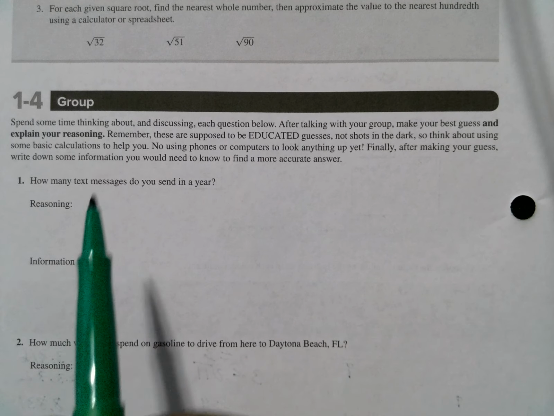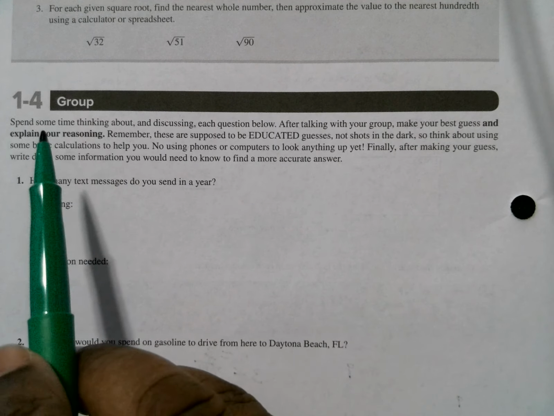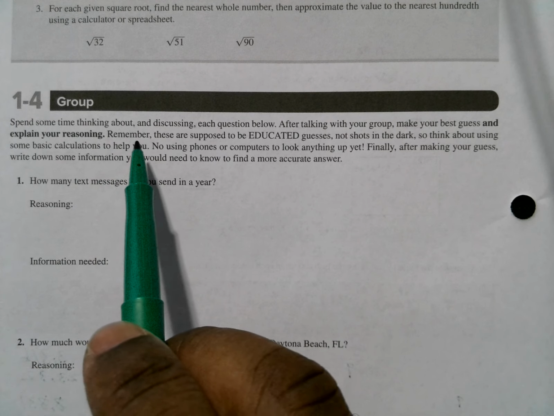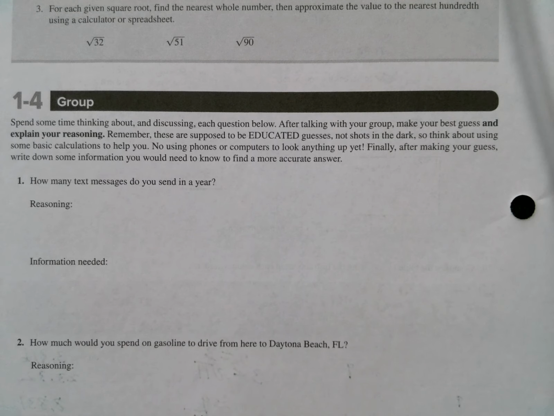So with problem number 1, let's read the directions first. It says, spend some time thinking about and discussing each question below. After talking with your group, make your best guess and explain your reasoning. Remember, these are supposed to be educated guesses, not shots in the dark. So think about using some basic calculations to help you. No using phones or computers to look anything up yet. Finally, after making your guess, write down some information you would need to know to find a more accurate answer.